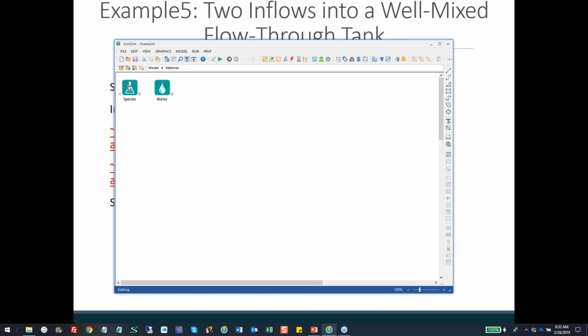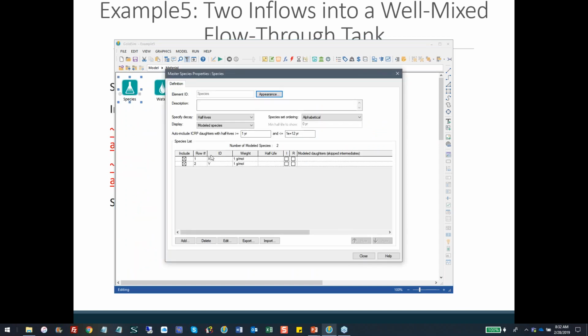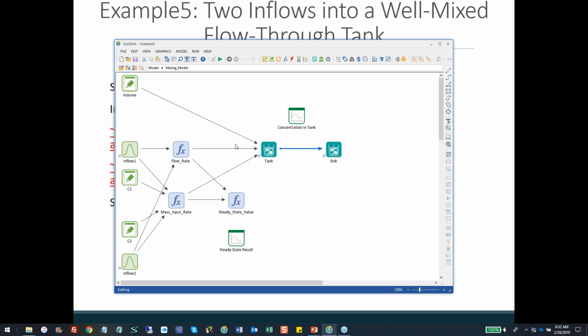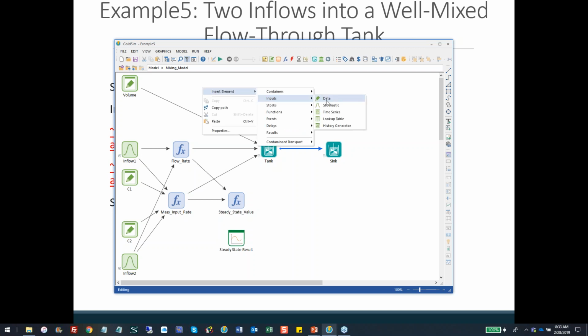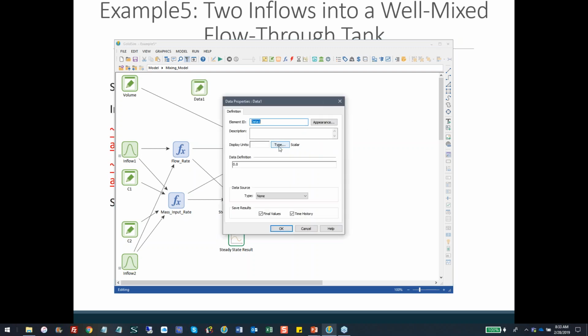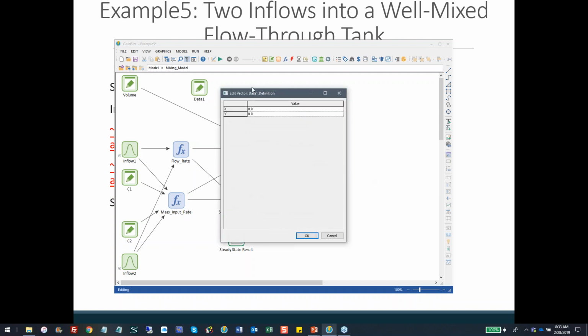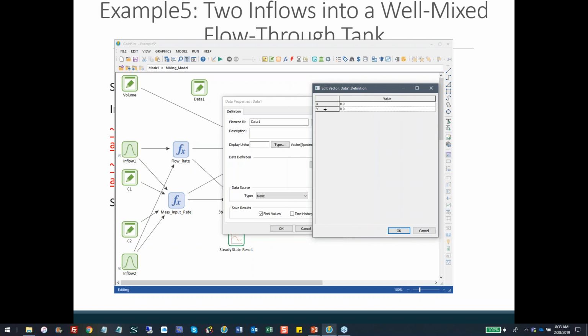I come over here to where my species are, and now I've defined two species, X and Y. Well, that's a very important point. Now that I've got two species, I could create an input parameter, and I could make it a vector of species. And if I do that, GoldSim looks at the species list, and that's my list of species.